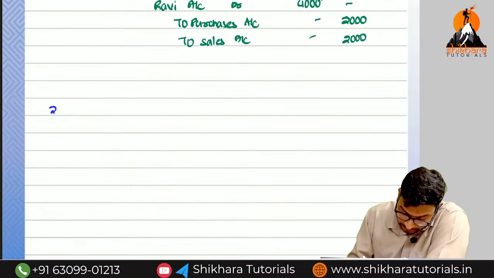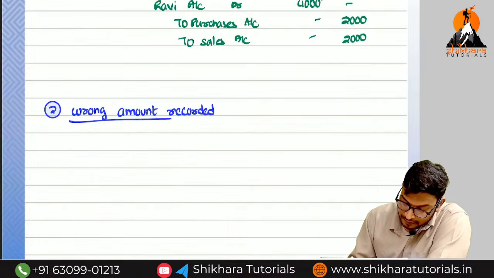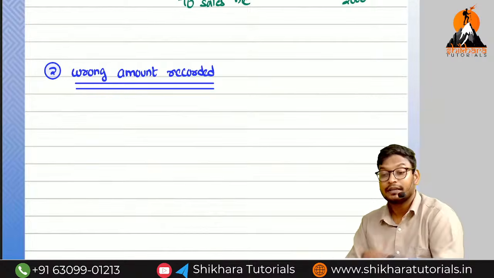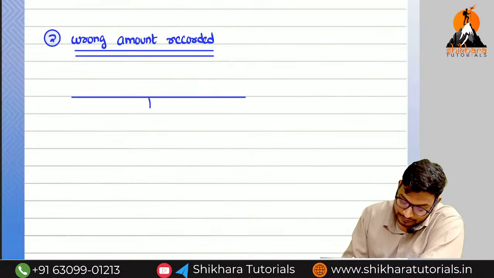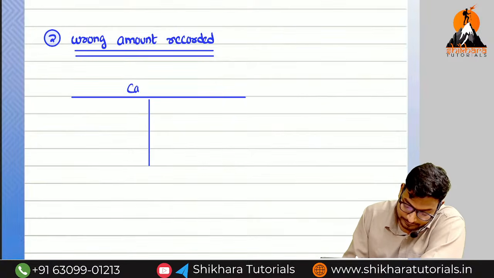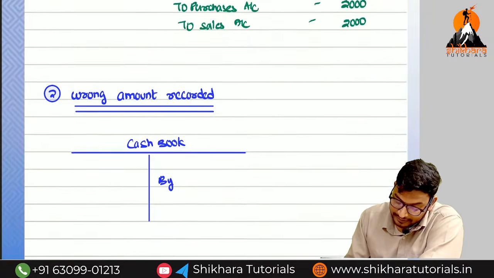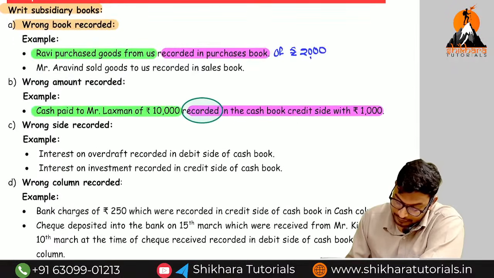What is the second one? Wrong amount recorded. Recorded means journal. Sir, cash book means what? So they are preparing the subsidiary books, that's all. So directly they are going to prepare the cash book. So in the cash book what have they recorded? So imagine this is a cash book. Cash book is nothing but cash account. Both are the same. So to whom have they paid the cash? They have paid the cash to Lakshman.